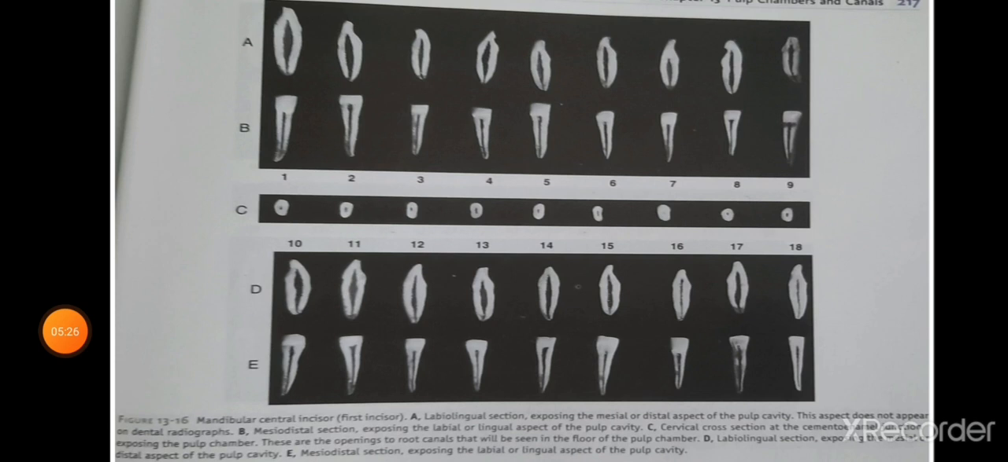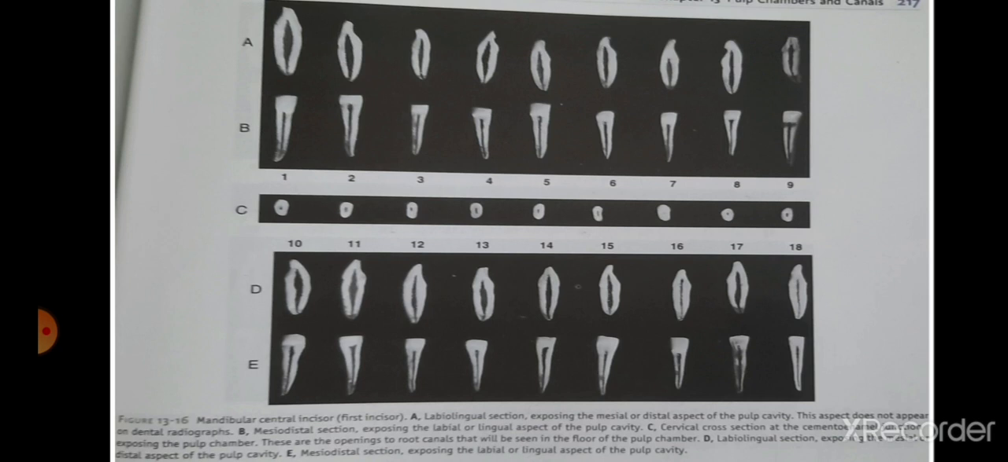Let's have a cervical cross section. This is evident in figure 13.16C. The cervical cross section demonstrates the proportions of the root. The mesodistal dimension is small, whereas the labiolingual dimension is very large. The external shape is variable. It may be round, oval or elliptical.